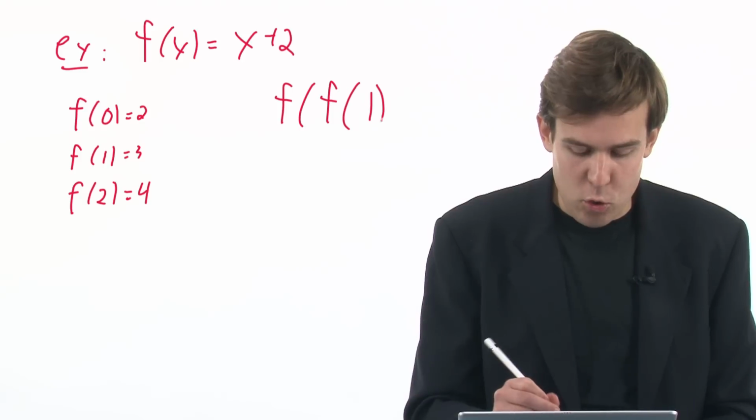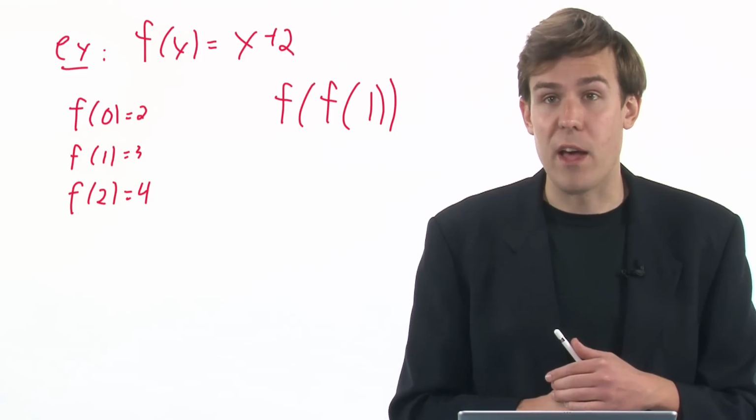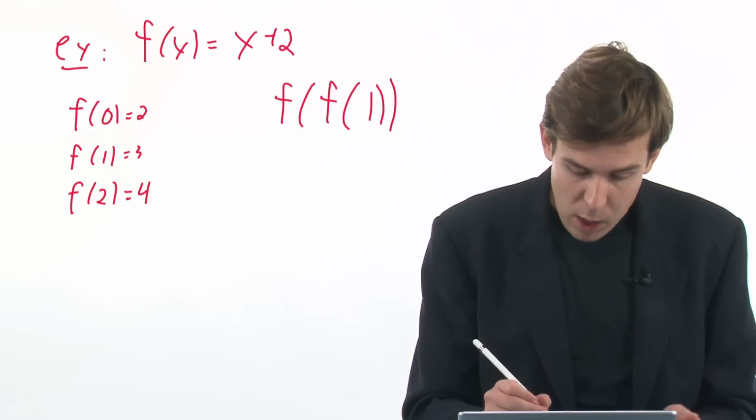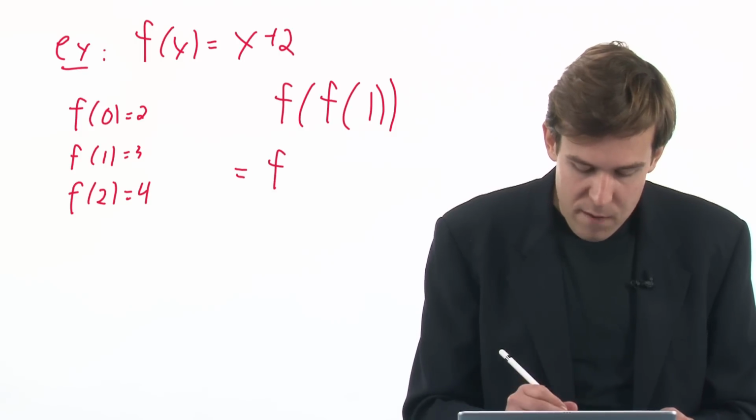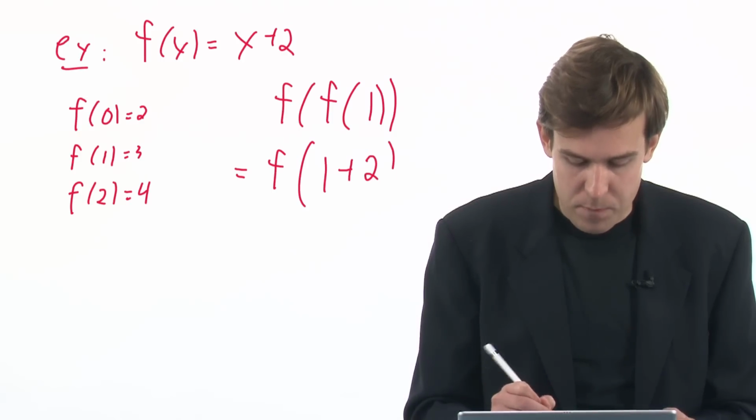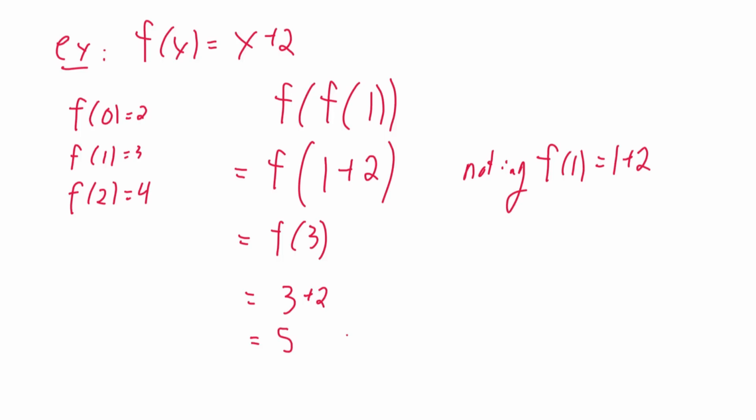Let's run this function twice. So we'll essentially apply the rule 2 times to the initial value 1. That is, we'll compute f of f of 1. How do we do this? Well, first I evaluate f of 1. So f of 1 equals 1 plus 2, which is 3. So I apply the rule once, and now I have to evaluate f of 3. So this is 3 plus 2, so 5.